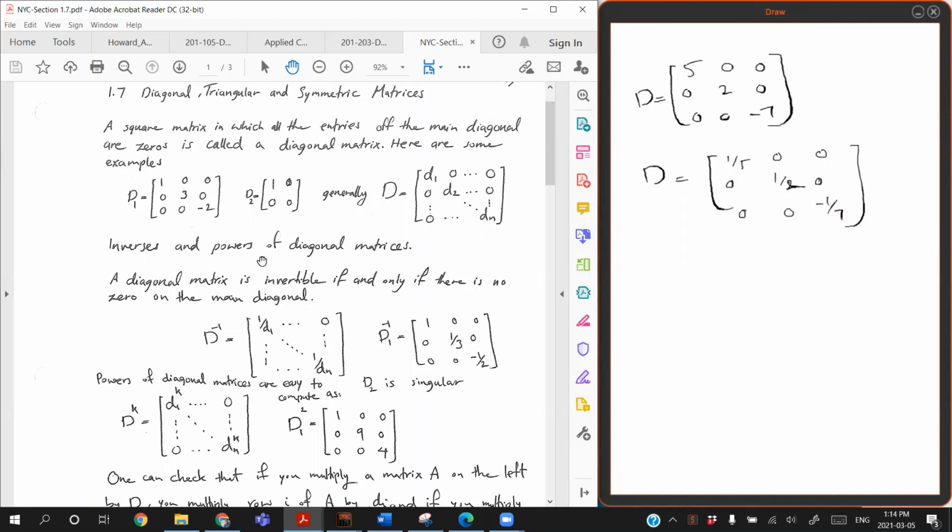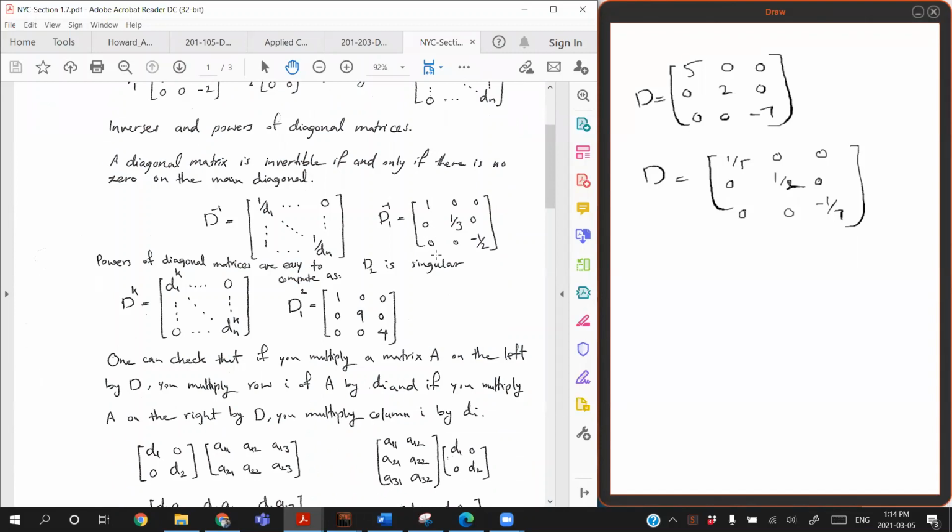D2, however, this matrix here, would be a singular matrix because there is one entry on the main diagonal that is 0, and it's impossible to find the inverse of 0. 0 as a real number is not invertible.